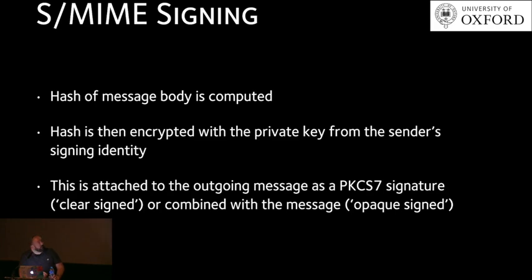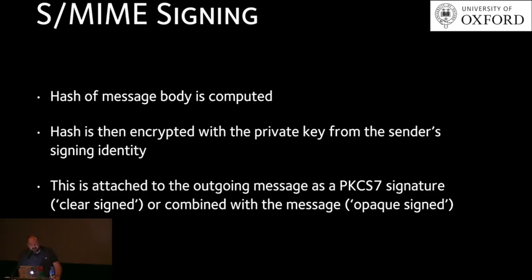Okay, so here's what happened in the background. The hash of the message body was computed. The hash is then encrypted with the private key from the sender's signing identity. And this is attached to the outgoing message in what's called a PKCS7 signature, in the case of a clear signed message, or combined with a message, which is known as opaque sign.